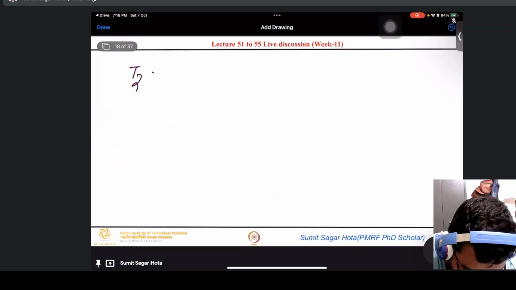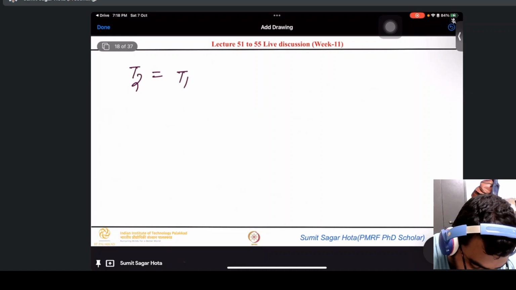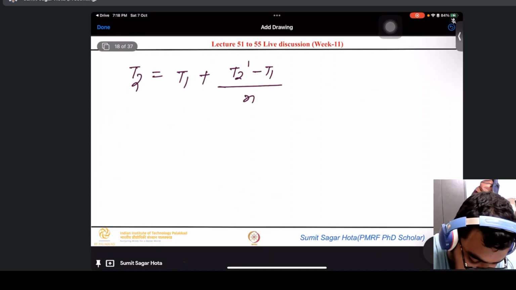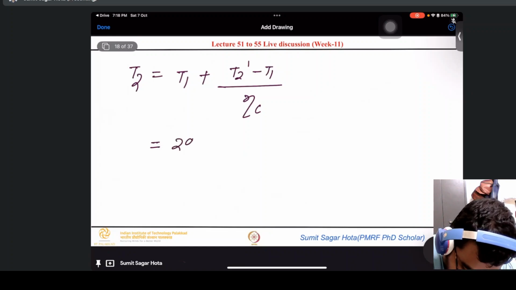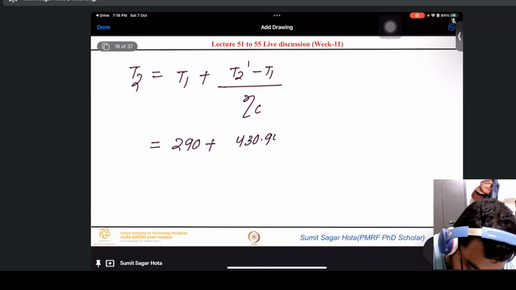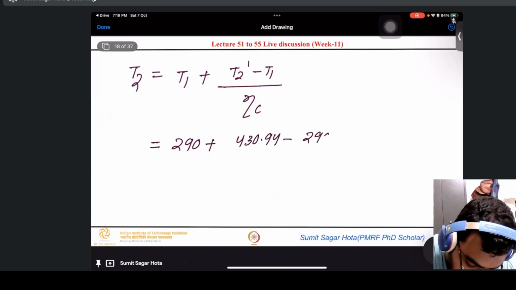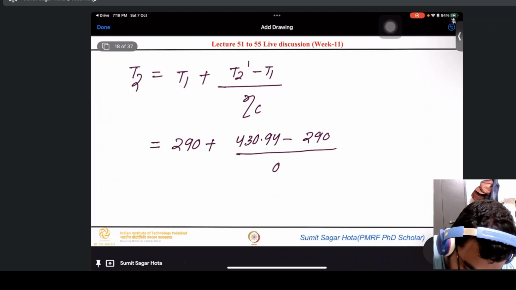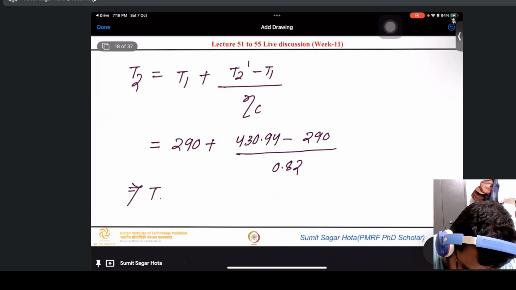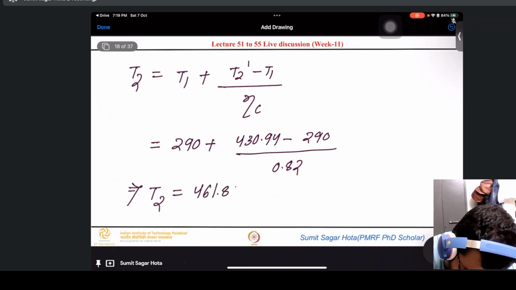So T2 equal to T1 plus T2 dash minus T1 divided by isentropic efficiency. 290 plus 430.94 minus 290, divided by 0.82. So what is your T2? T2 equal to 461.88 Kelvin.